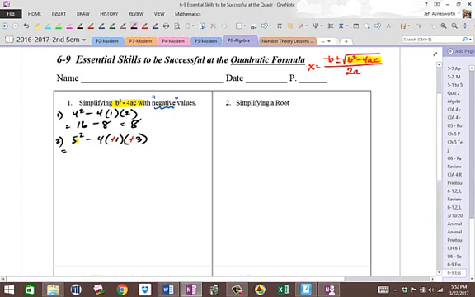Now 5 times 5, which is 5 squared, is 25. Always exponents first. Minus 4 times 1, which is 4, times 3, which is 12. There we go. 25 minus 12 is 13. Now you try one. Try this one: 6 squared minus 3 times negative 1 times, let's say, negative 4.